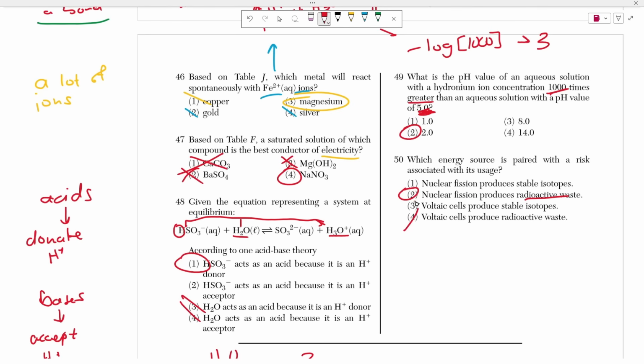Voltaic cells are batteries. Batteries do not produce radioactive waste, and if you're producing stable isotopes, that's not a risk, that's a benefit. Same thing with 1. If you're producing stable isotopes, that's a benefit, not a risk. So which one produces nuclear waste or radioactive waste? Your regular AAA battery or a nuclear power reactor? Well, obviously a nuclear power reactor.